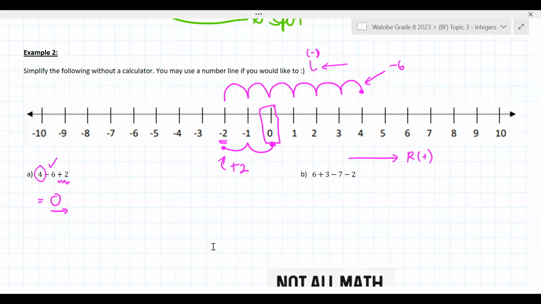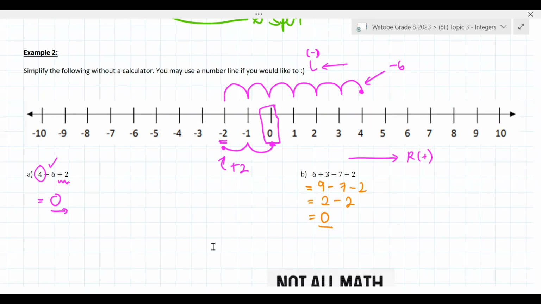Mavoyo, what was your answer here? Ma'am, I said 6 plus 3, 9, minus 7, minus 2. So 9 minus 7 equals 2, and the 2 left equals 0.